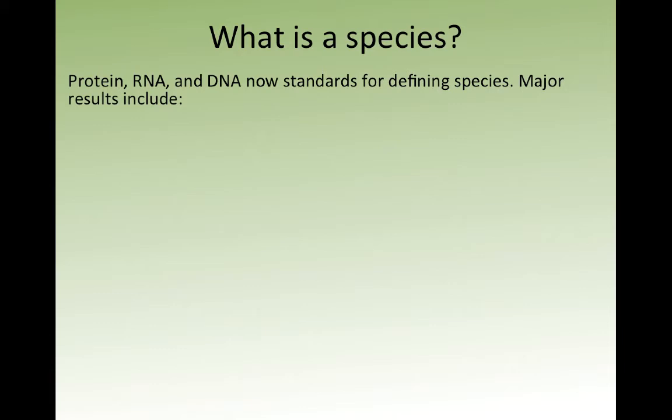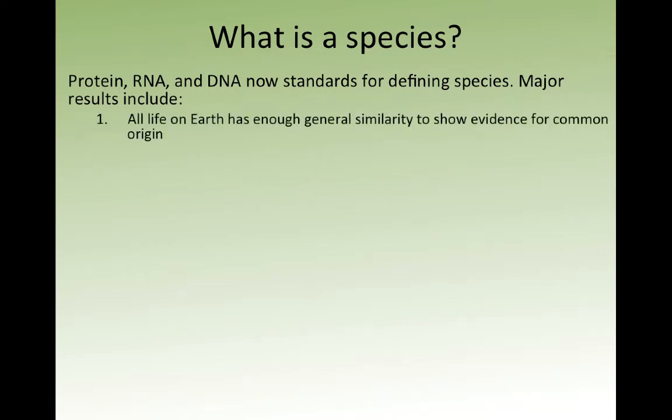But let's think a little bit more broadly. How would we define a species in a different way from a comparative genomics standpoint? Well, typically, instead of these phenotypic traits now, we often use protein, RNA, and DNA as the standards for how we define species. And there have been some major results that have come about from this process.